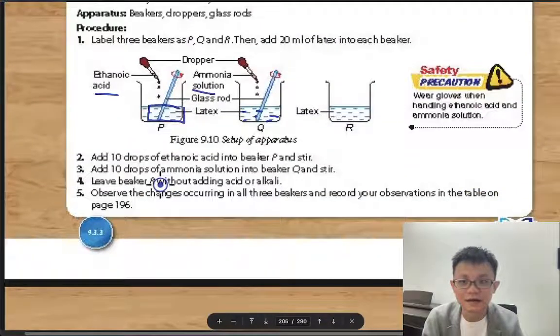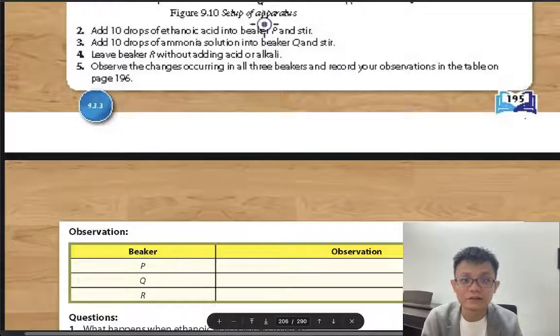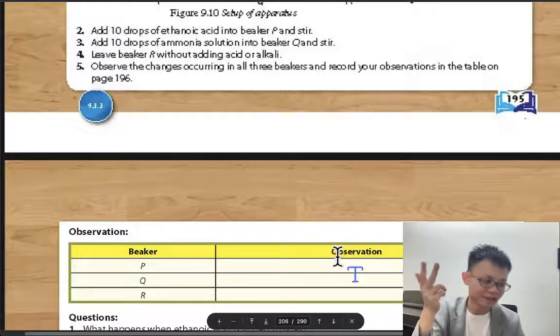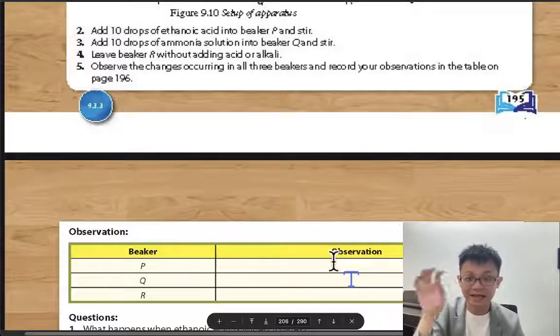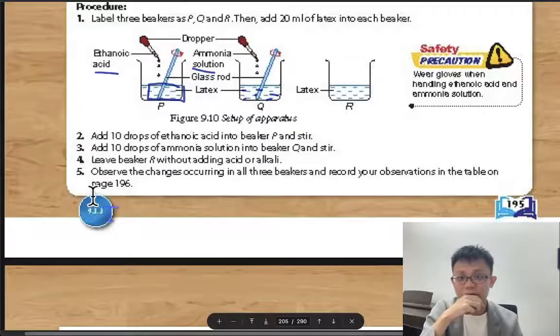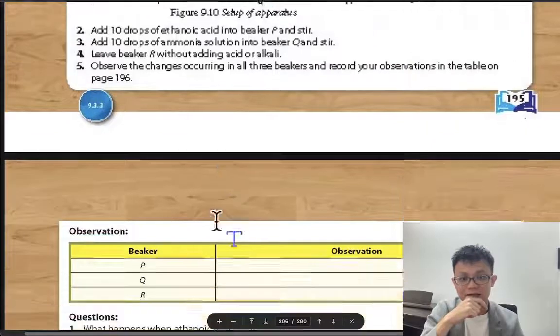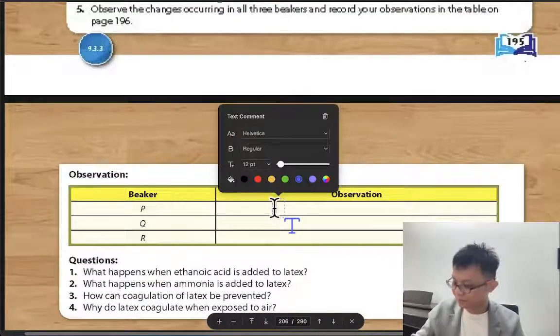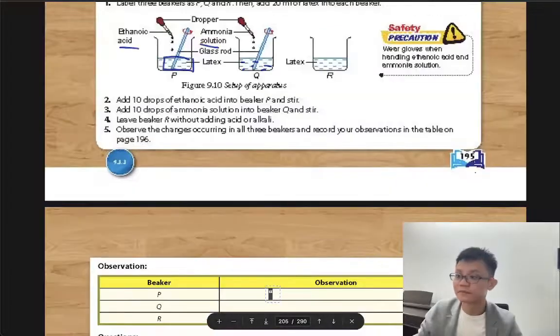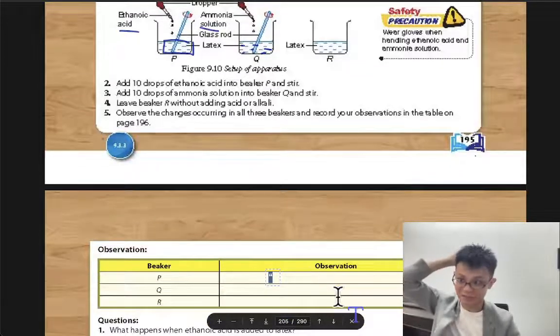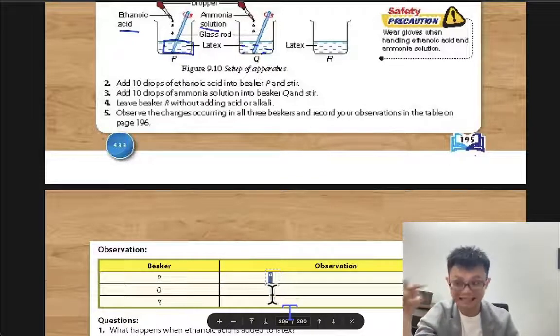Usually for the experiment, you need to write your observation in a table format, either in a table, graph, line chart, or histogram. Usually it's like this, not in an essay form for science. So for P, what is P? Acid. So acid, what is the answer? The question says observation. So observation means the thing that you can see.